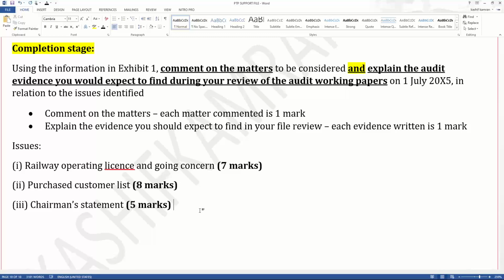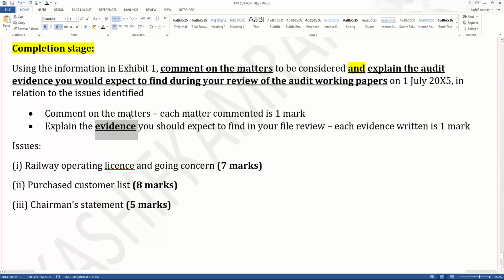Before I drill into what exactly comment on the matters means, and what exactly evidence means, there are 2 terminologies to address. I think I did touch upon comment on the matters yesterday, right? Okay, now come to the second requirement.